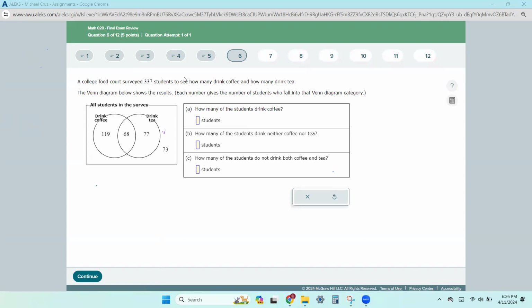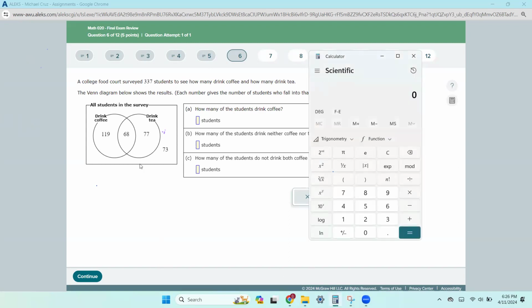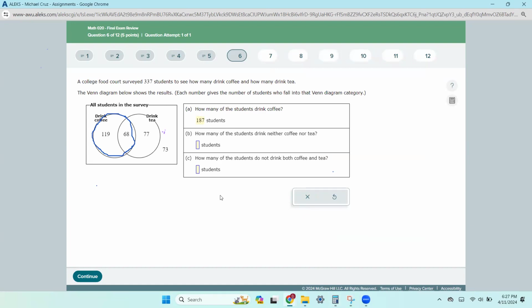All right, a survey of 337 college students were surveyed to see what they drank, coffee or tea. And then here's the both, and here's the neither. So how many of the students drink coffee? Well, we're just going to add up the ones inside of here. See that? That's what we're adding up, because both of those drink coffee, right? So 187.